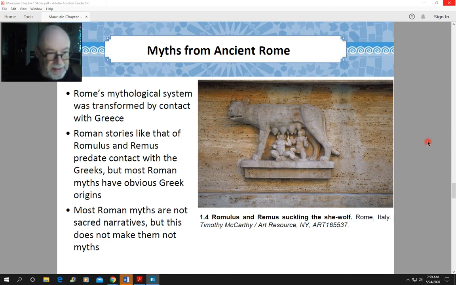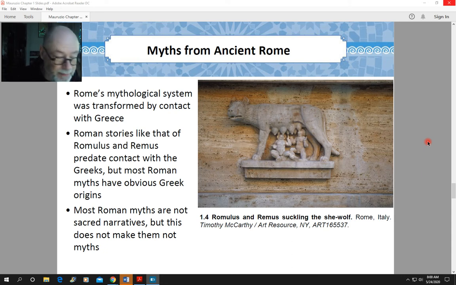They're Roman versions of Greek stories, just like there are Hollywood movies of Greek myths that have a lot of the facts from the Greek myths, but of course a filmmaker would make it so they have an American quality even if they're still Greek myths. So the stories that sometimes get called Roman myths are really just Greek stories that the Romans have taken over and transformed. Roman stories like Romulus and Remus predate contact with the Greeks, but most Roman myths have obvious Greek origins.